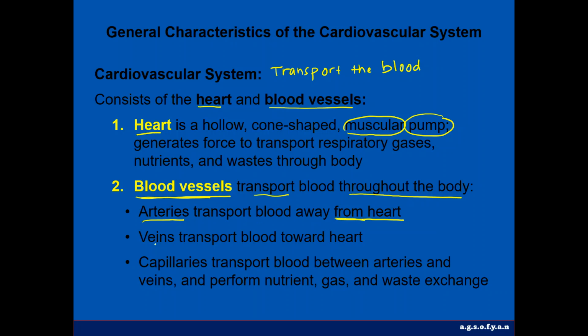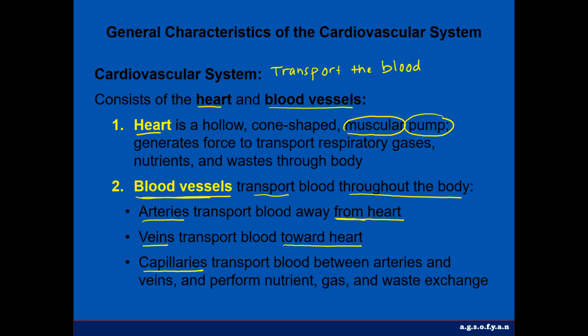The second type of blood vessel is called the veins. The vein is the blood vessel that returns blood to the heart. So this is the one that carries blood toward the heart. This is the vein. The third type of blood vessel is called the capillary. The capillary is actually located between the arteries and the veins, and it is located in our body organs, in our body tissue.